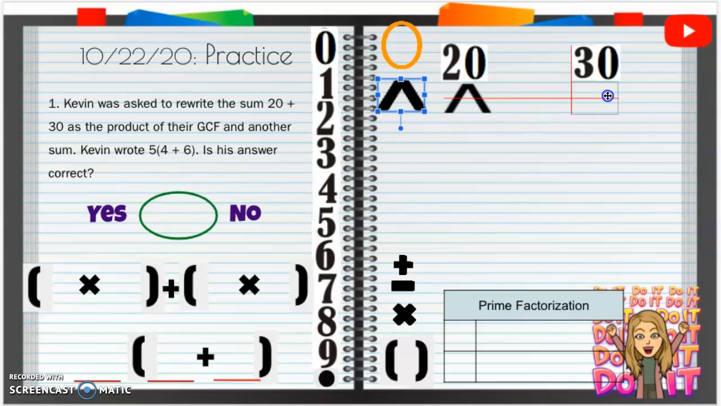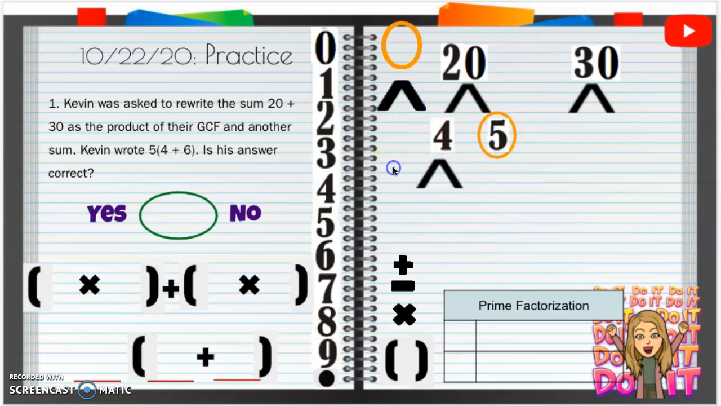All right, 20, the most obvious one, 2 times 10 we can do, or I'm going to do 5 times 4, or 4 times 5. I'll do 4 times 5. Now, 5 is a prime number, meaning we can't break it down anymore, so I'm going to circle it. Now 4, though, we can break it down. 4 can be factored into 2 times 2. Now 2 is a prime number because we can't break it down anymore, so we are going to circle both of those 2's.